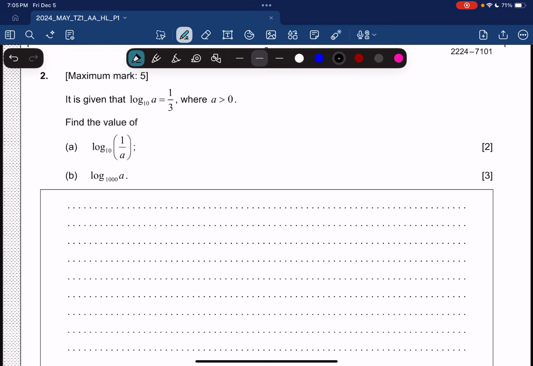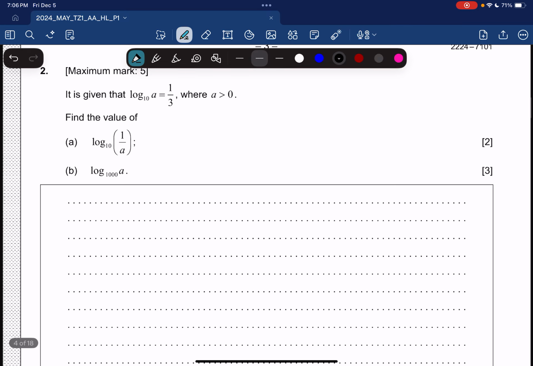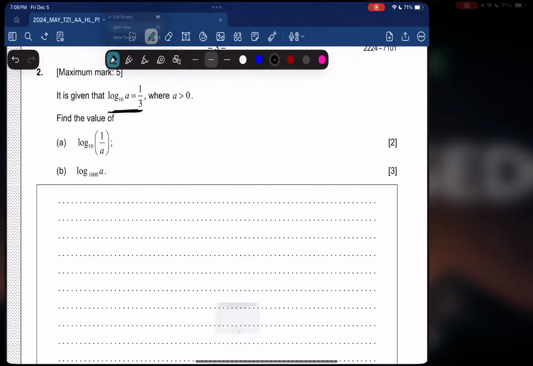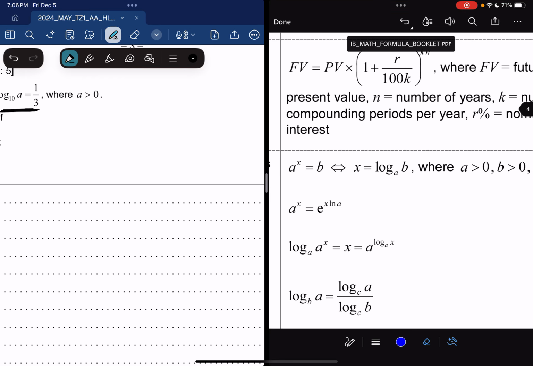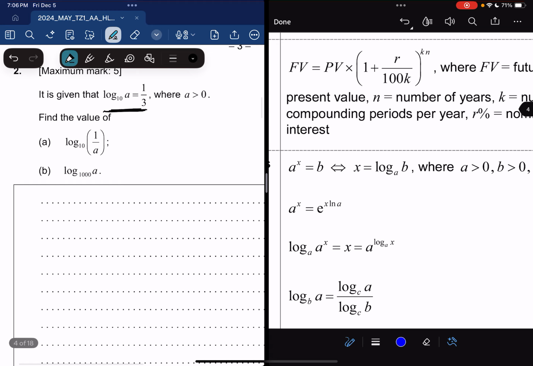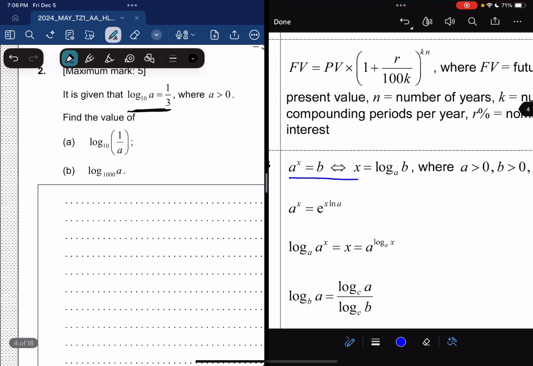So what I'm going to try to do, given this, is change it into a format that is friendlier, something that I can play around with, something that I can work with. So I can change it into a power. I can change it into exponents. And luckily, IB actually gives us a way to do it, using this relationship here.